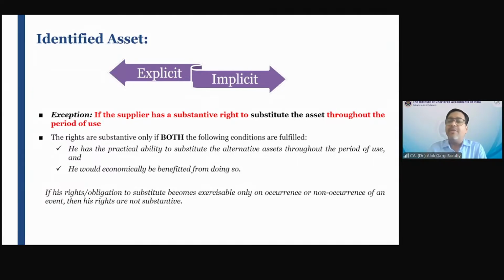So the asset has to be treated as an identified asset when the lessor does not have a substantive right to substitute the asset. What is meant by substantive right to substitute the asset? It means the lessor has a practical ability to replace the asset for his own benefit. Okay, the lessor has the right to replace the asset for his own benefit.